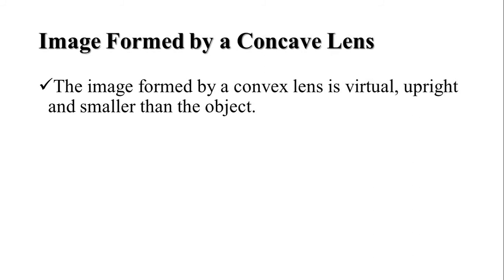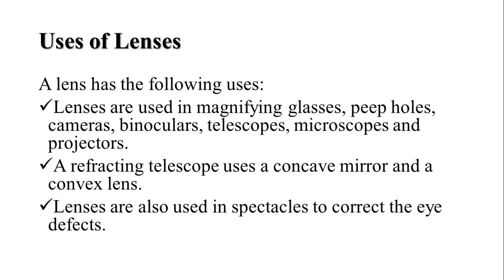And now let us know about the image formed by a concave lens. The concave lens forms a virtual, upright and smaller image than the object. And now let us discuss the different uses of lenses. A lens has the following uses. Lenses are used in magnifying glasses, peepholes, cameras, binoculars, telescopes, microscopes and projectors.